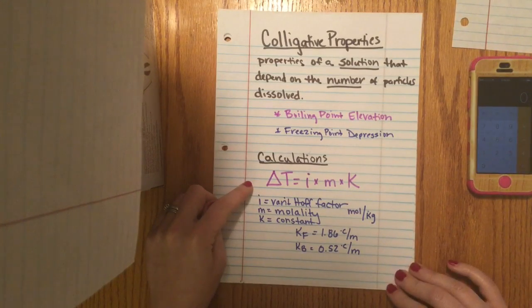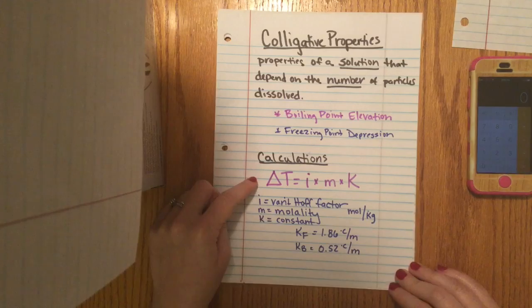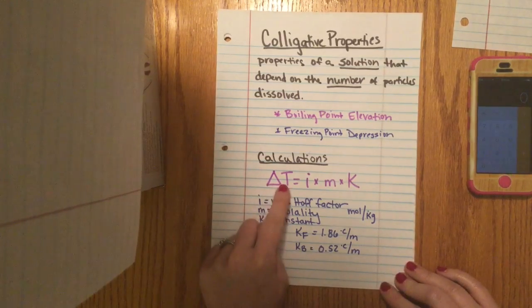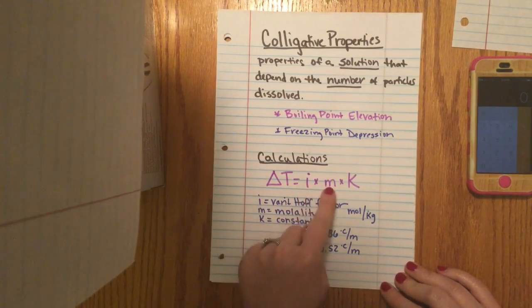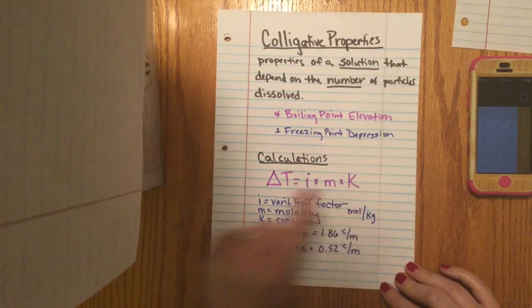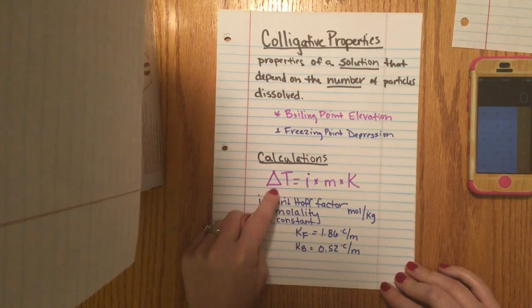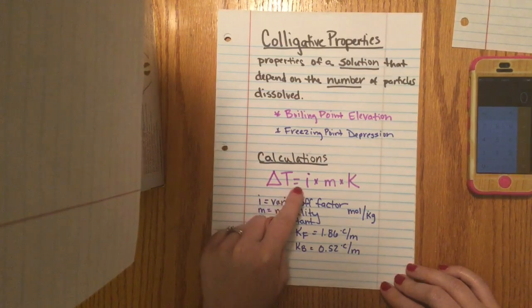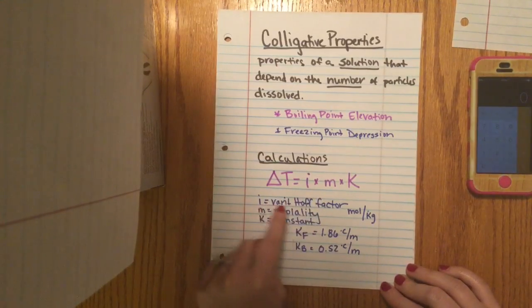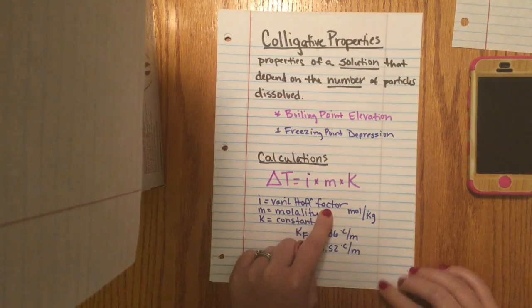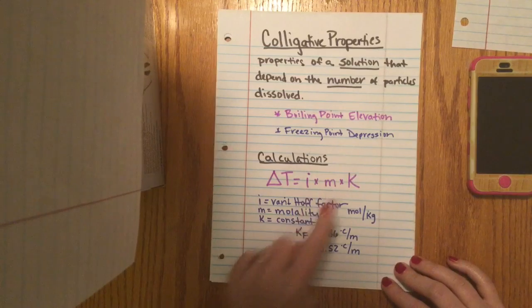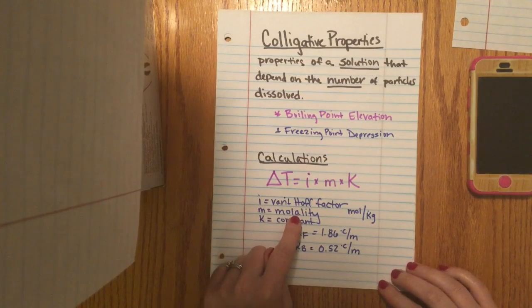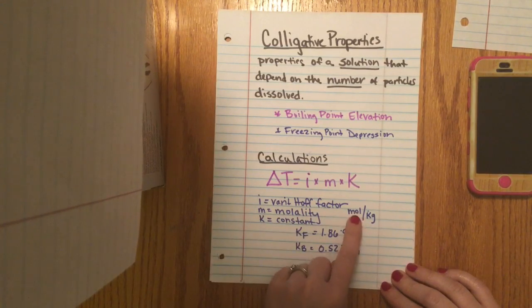The equation for calculating freezing point depression and boiling point elevation is delta T equals i times lowercase m times K. Delta T, remember, delta means change. So the change in temperature equals i, which is what we call the Van't Hoff factor or the ionization factor. m, lowercase m, remember, is molality, and molality is found by taking the moles of solute divided by kilograms.